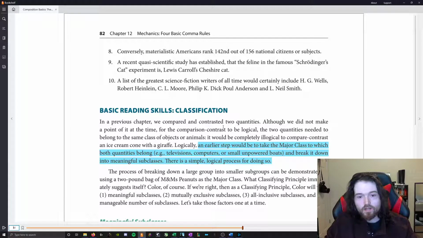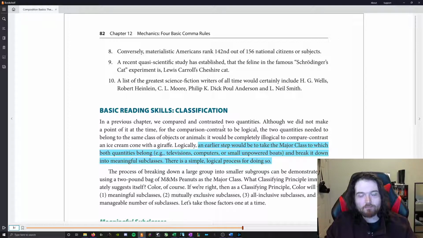The process for breaking down a large group into smaller subgroups can be demonstrated by using a 2-pound bag of M&M peanuts as the major class. What classifying principle immediately suggests itself? Color, of course. If we're right, then as a classifying principle, color will yield 1. Meaningful subclasses, 2. Mutually exclusive subclasses, 3. All-inclusive subclasses, and 4. A manageable number of subclasses.